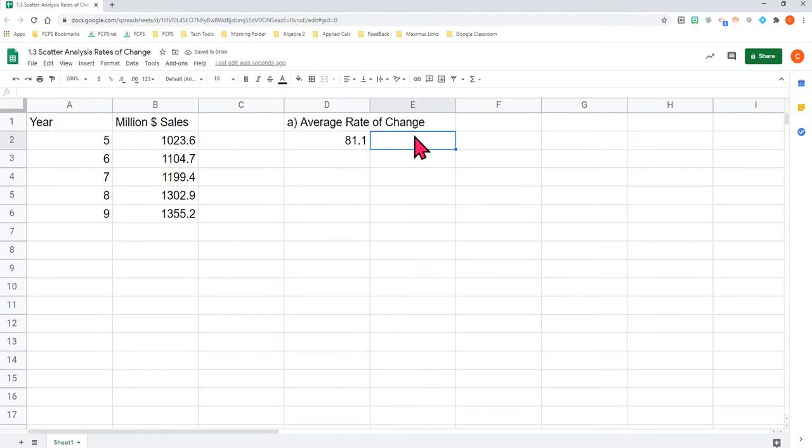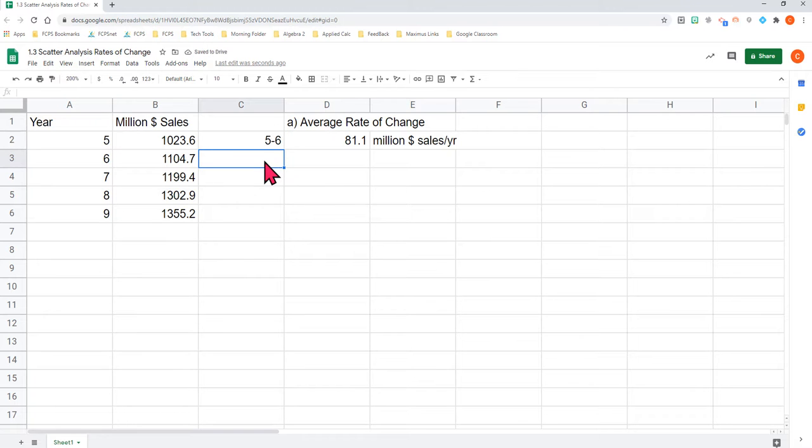Okay, and let's go ahead and put a unit on that. $1 million sales per year. It's the dollar sign. Here you go. Okay, now let's do the next one. So notice this one put the first 2 points together. So let's go ahead and say this was 5 to 6.